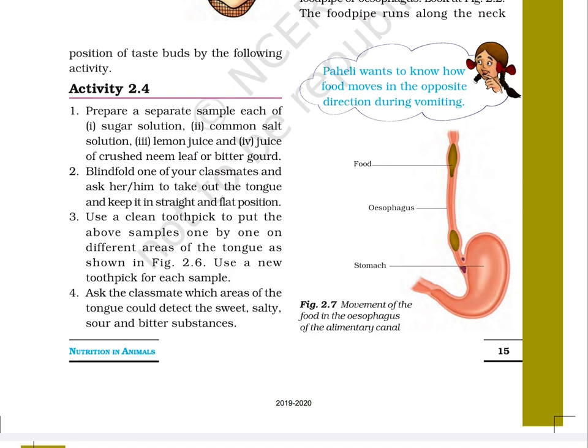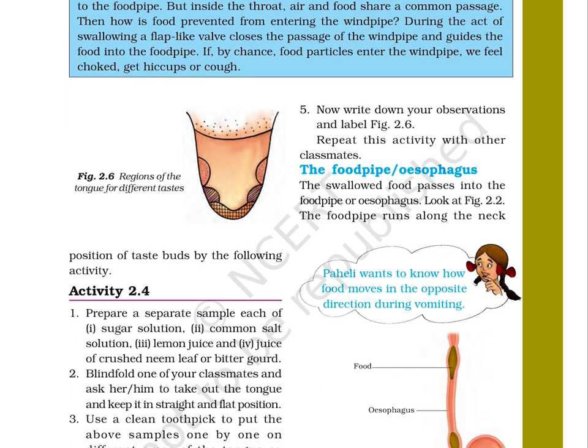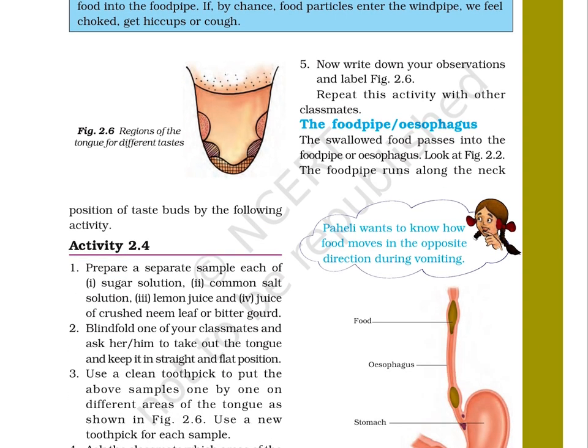5. Now, write down your observations and label Figure 2.6. Repeat this activity with other classmates. Figure 2.6. Regions of the tongue for different tastes. This is the diagram of a tongue. It has been divided into 5 parts based on different tastes.